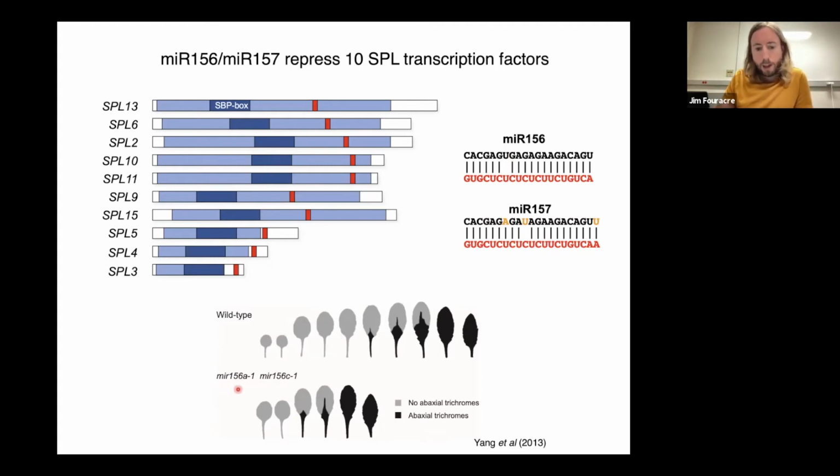And you can see that in a 156AC double loss of function mutant, leaves start to produce abaxial trichomes, shown here in black, at a much earlier leaf than in wild type plants. So these are really crucial regulators, 156A and 156C.